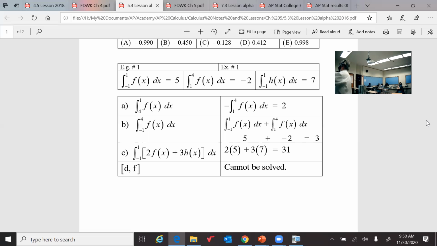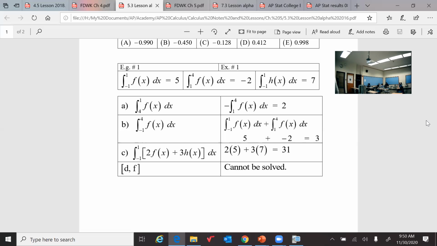C. -1 to 1. If the limits match, double f. Double f would be 10. Triple h. The limits match. Triple h. Who is triple h? Yes. Triple h would be 21. 10 plus 21, that'd be 31.